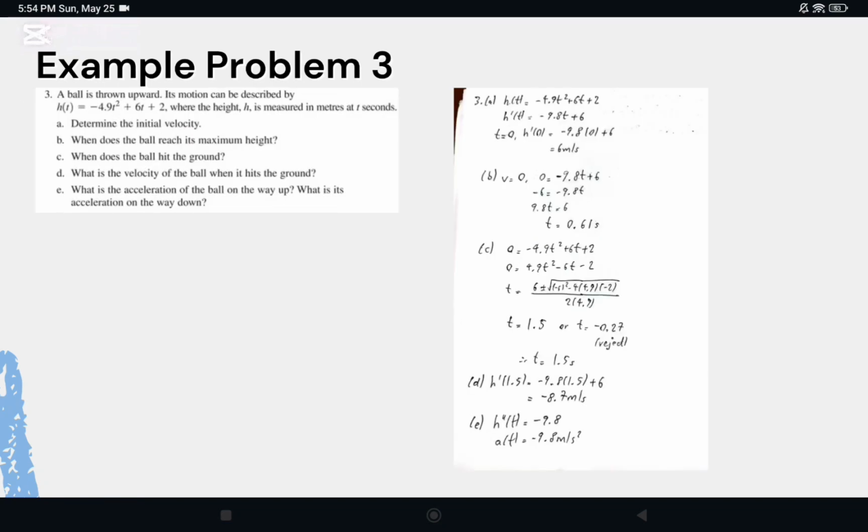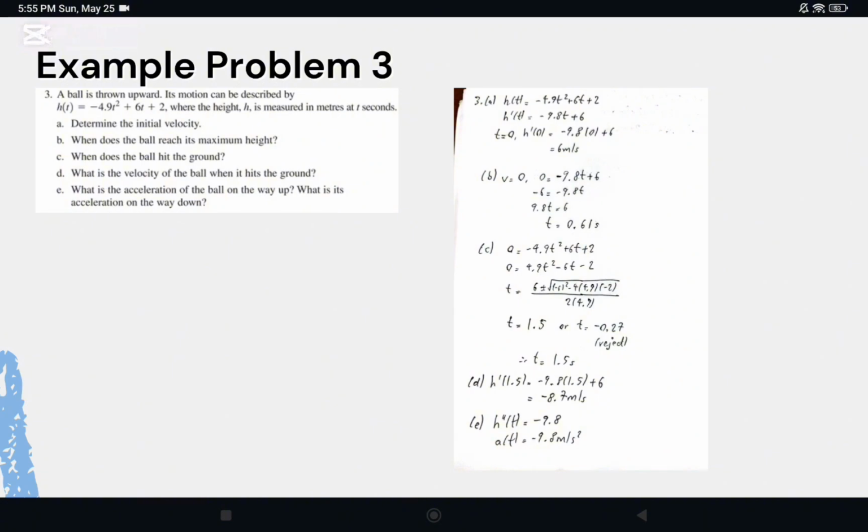Example problem 3 is when a ball is thrown upward, and the motion can be described by the h of t function. For part A, we just find the first derivative of h of t, and then substitute t equal to 0, and we get the initial velocity, which is 6 meters per second. For part B, we consider that the velocity is 0 because it is at the maximum height, so that we get t equal to 0.61 seconds.